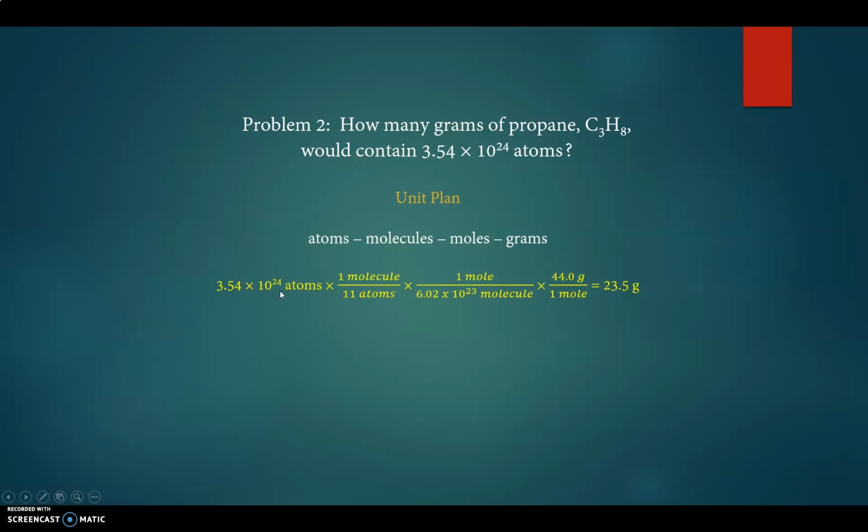So we start with our atoms, and then if we look at the formula, there are 11 atoms in the molecule, so 1 molecule to 11 atoms. And as always, Avogadro's number of anything, including molecules, in each mole. And if you add up the mass of 3 moles of carbon and 8 moles of hydrogen, that comes out to be 44 grams per mole and gives us our answer of 23.5 grams.